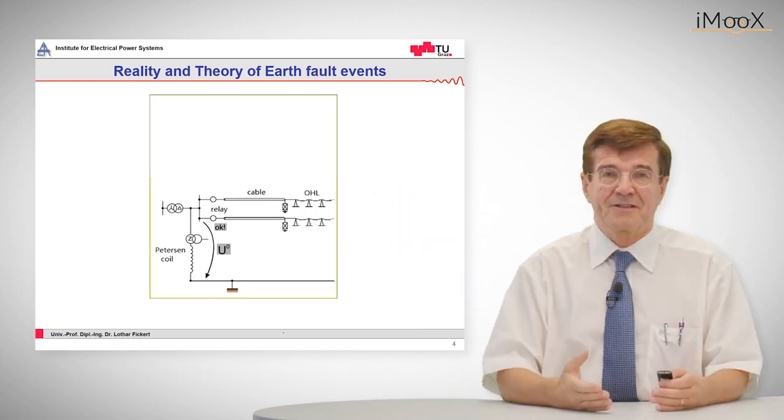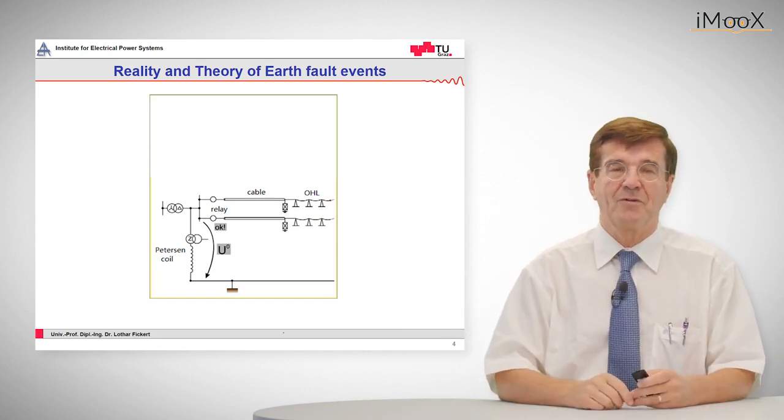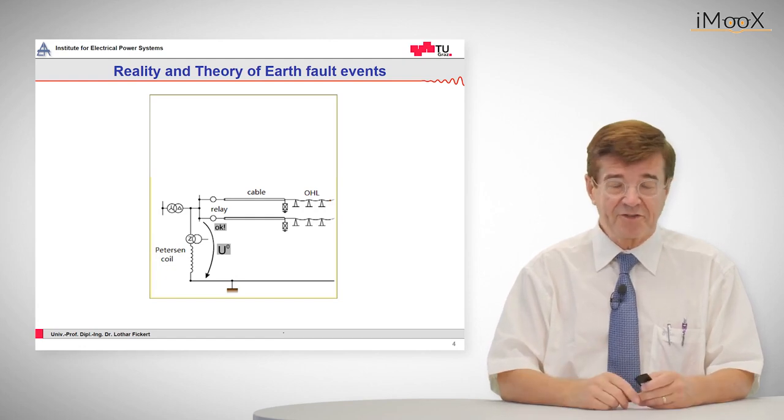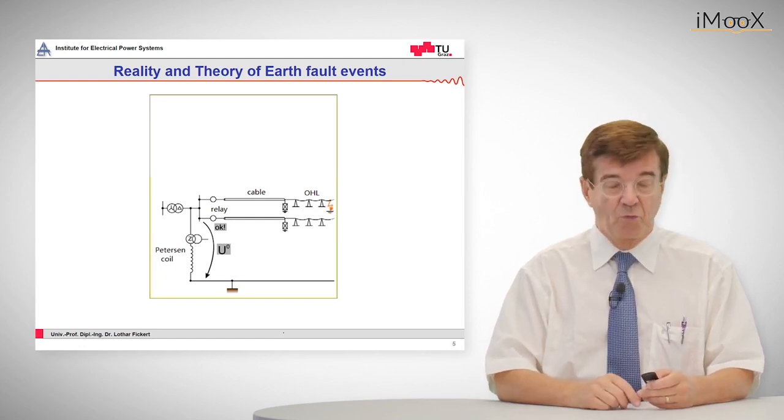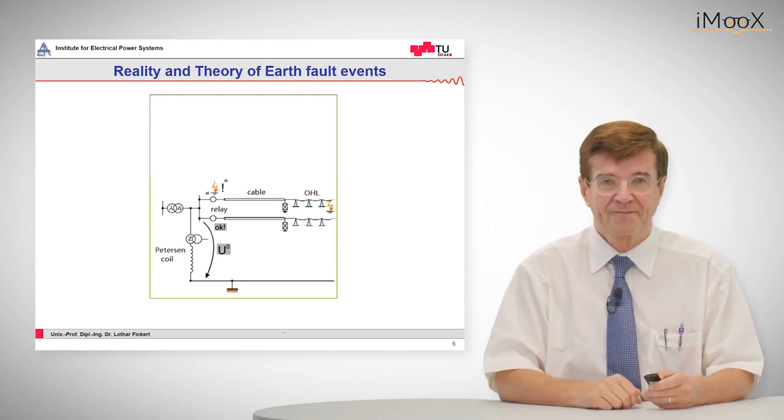We have a substation, we have branches going out, which may be made up of cables, of overhead lines, or a mixture of these. We have a fault on one of these lines, and the practitioner demands, I want to have a clear indication that this line is faulty.